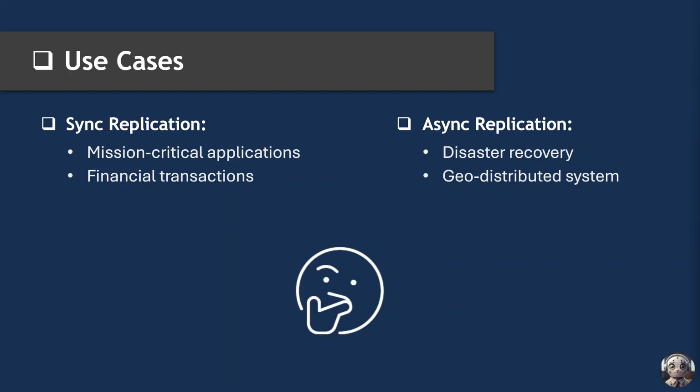Next is geographically distributed systems. Organizations with geographically distributed operations, such as multinational corporations or global e-commerce platforms, leverage asynchronous replication to synchronize data across different regions or data centers. This approach allows for efficient data distribution while mitigating the impact of network latency and geographical constraints.